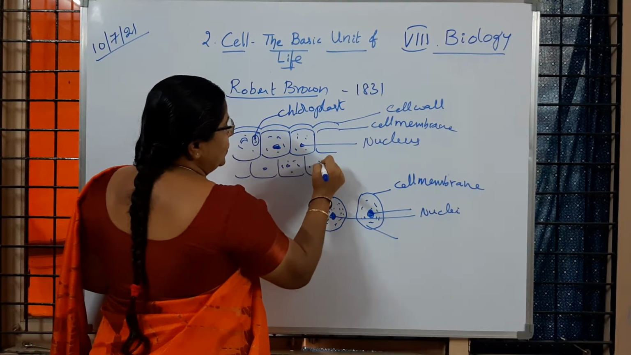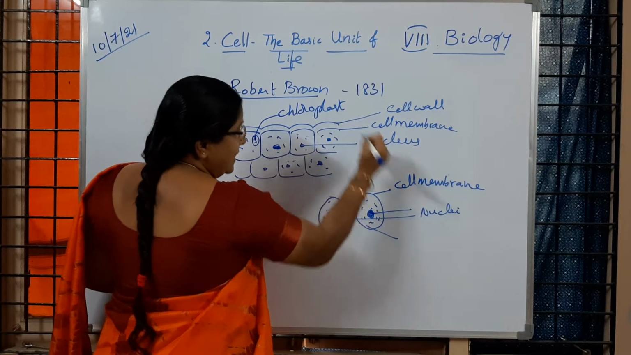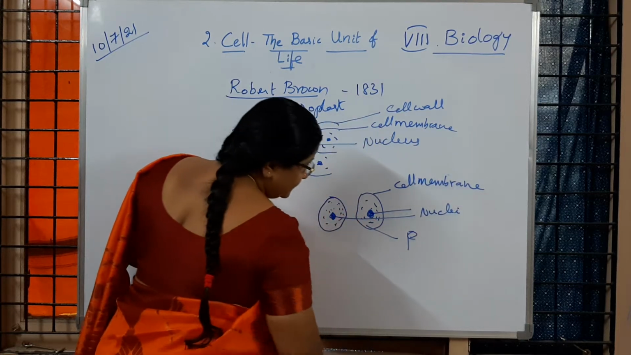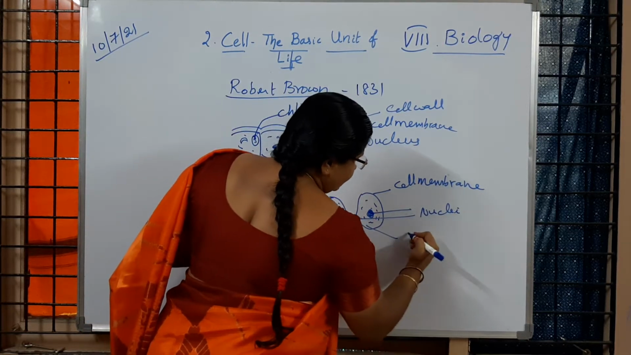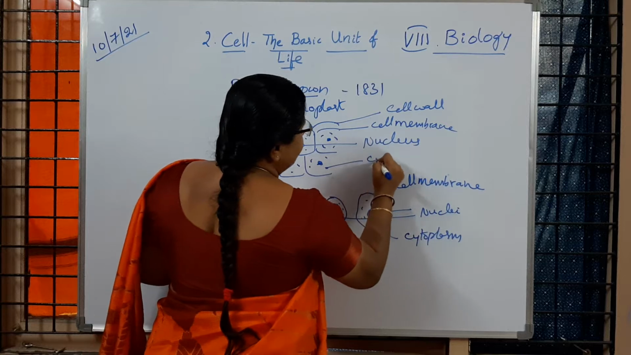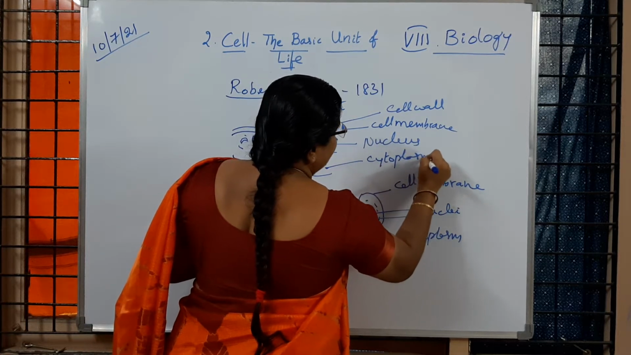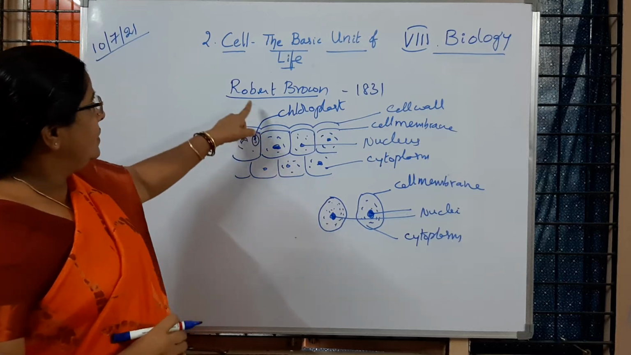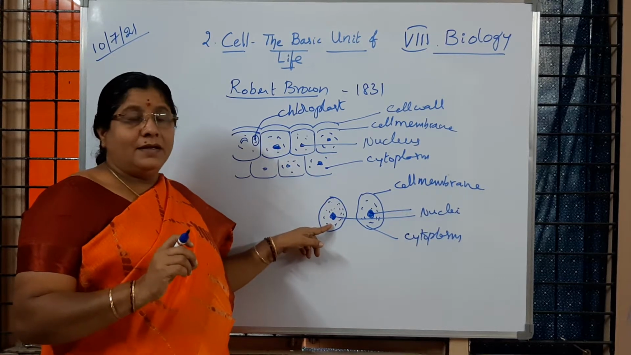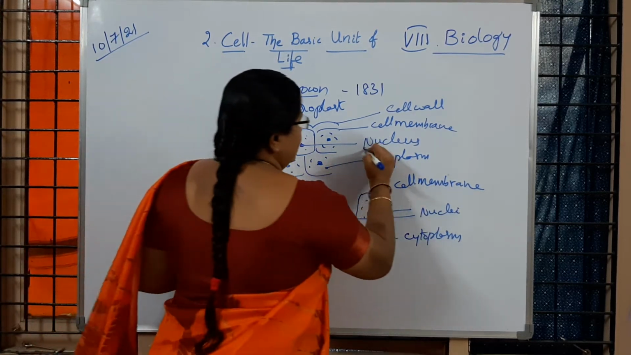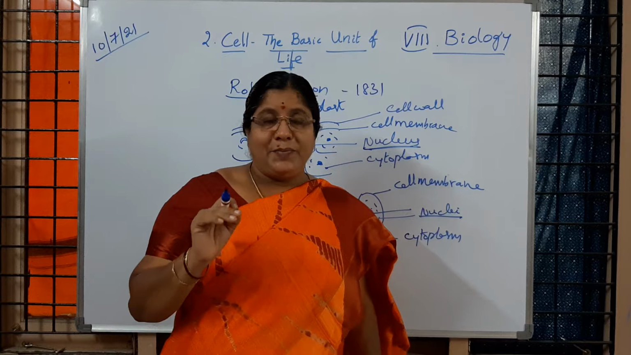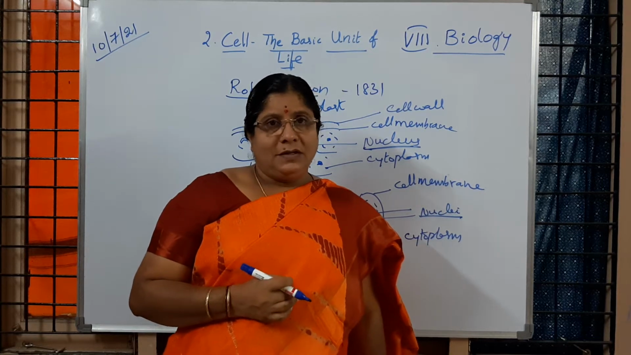What is that jelly-like fluid which you are observing inside the cell membrane? It is said to be cytoplasm. So here also you can mention it as cytoplasm. Okay, is it clear to children? So Robert Brown observed the prominent structure inside the cell membrane. It was named as a nucleus. So what you are understanding with that is nucleus was studied for the first time by Robert Brown. Is it clear to children?